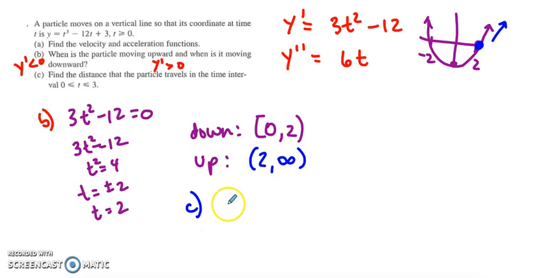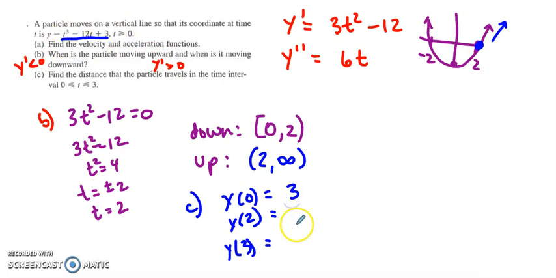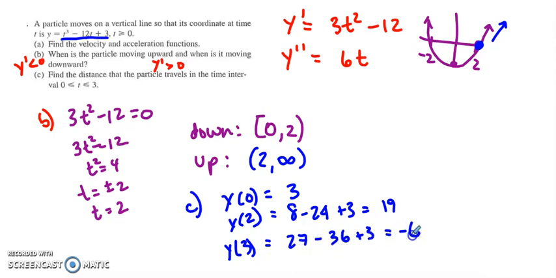Basically, what you want to do is find the position of the particle at time equals 0, time equals 2, and time equals 3. So let's start with that. The position of the particle is right here. The position at time equals 0 is 3. The position at 2 is going to be 8 minus 24 plus 3, which is 19. And at time equals 3, the position is 27 minus 36 plus 3, which is -6.